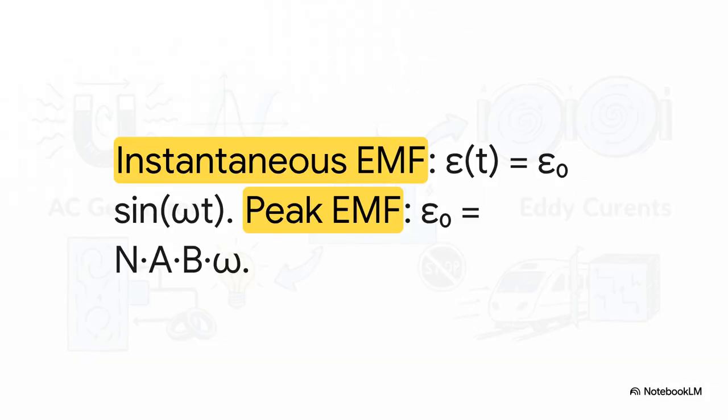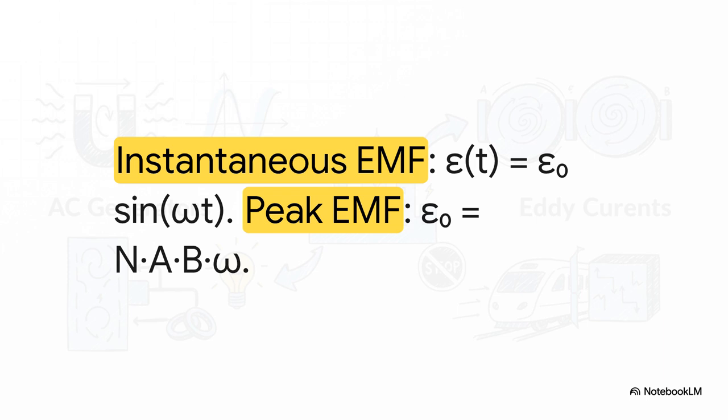And this relationship gives us this really elegant equation. See, the flux at any given time depends on the cosine of the angle. Faraday's law says the EMF is the rate of change of that flux. So when you do the math, when you take the derivative, that cosine flips to a sine. And that's what gives us this beautiful sine wave pattern for the voltage.